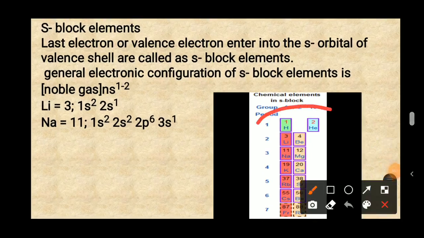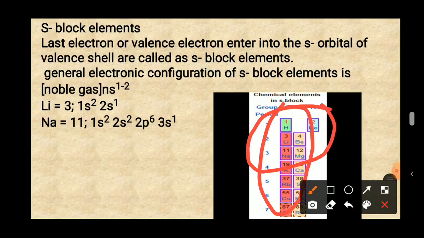Okay, the first two groups are called s-block elements. Now, what is the meaning of s-block elements? It refers to the last electron, or valence electron. Here we have lithium, sodium, potassium, rubidium, cesium, francium. They come under group number 1, the alkali metals. Group number 2 is the alkaline earth metals.